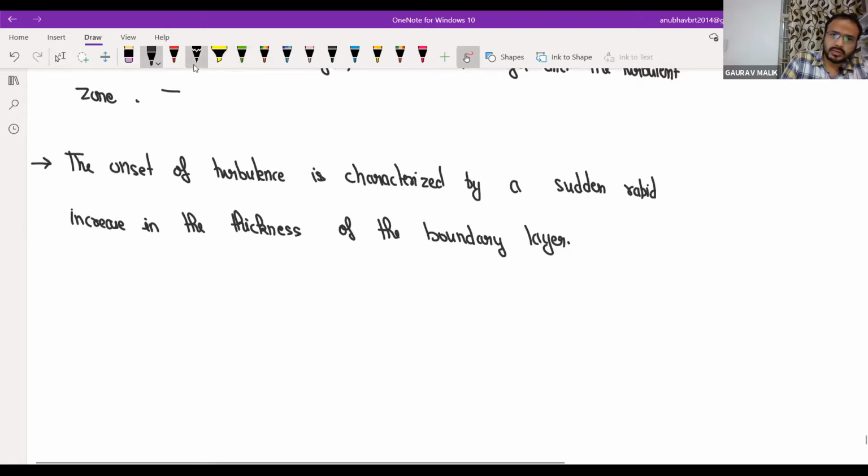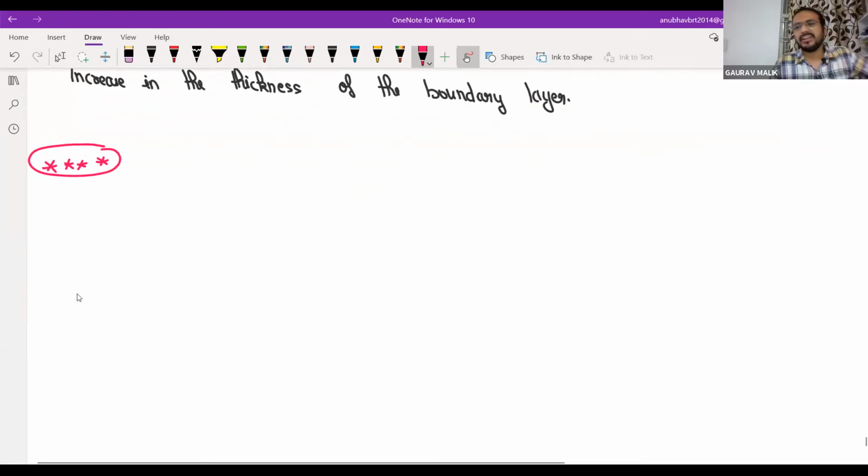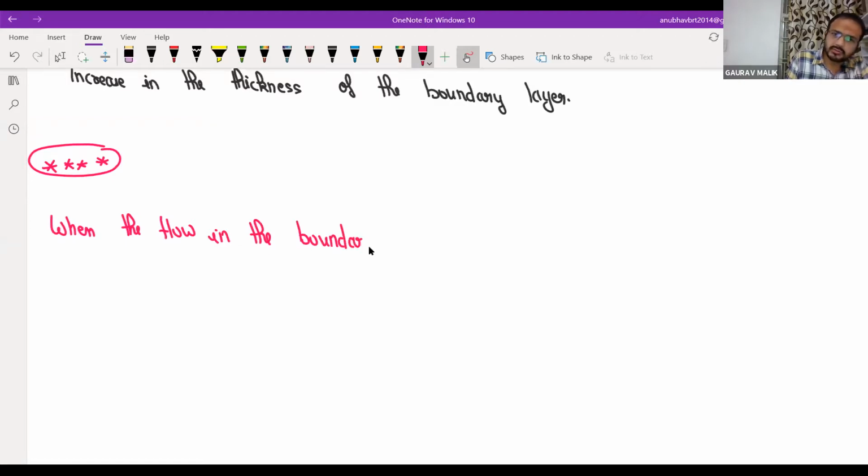And one of the most important points from this section, and they will ask a GATE question from this section only. Why did I tell you all these things? Just to make your background. So write down the next point. When the flow is in the boundary layer, and they asked this I hope in GATE 2020 also.